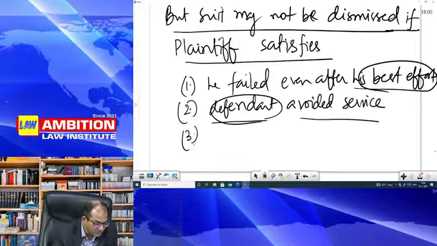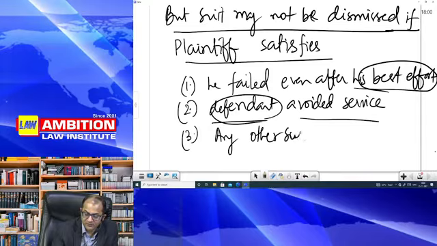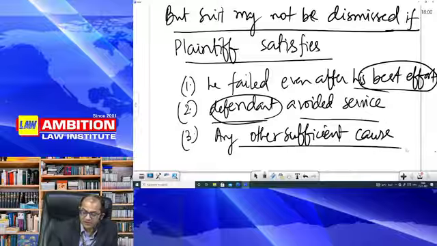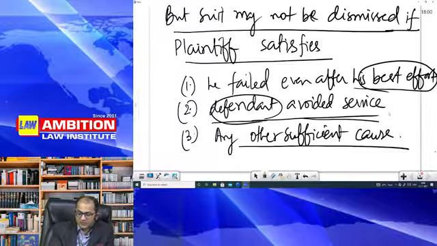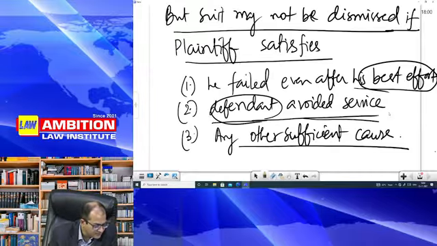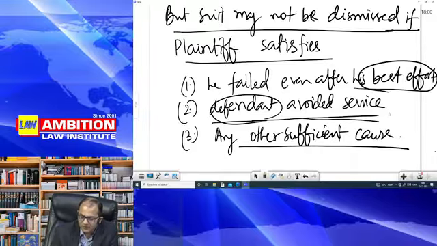Number 3, there is any other sufficient cause. I could not come to the court earlier because I was on the deathbed or I was seriously ill. For extending the time, the court may extend the time for making such application for such period as it thinks fit. The court can extend the time. The suit may not be dismissed if the plaintiff satisfies that he failed even after his best effort, the defendant avoided service, or any other sufficient cause.